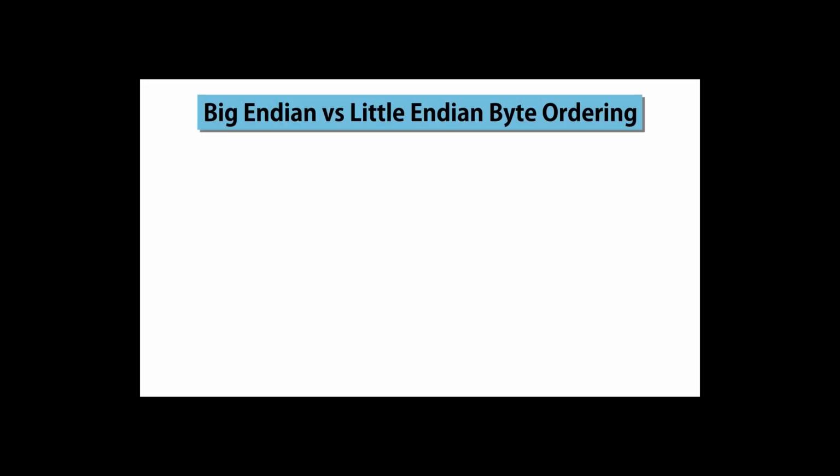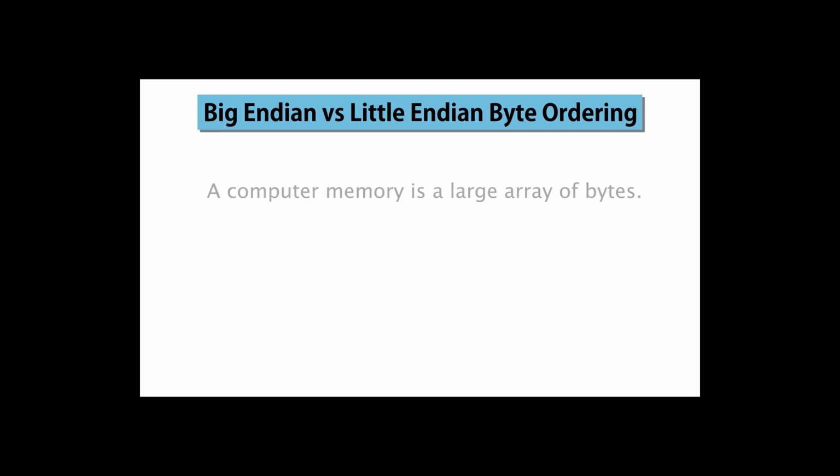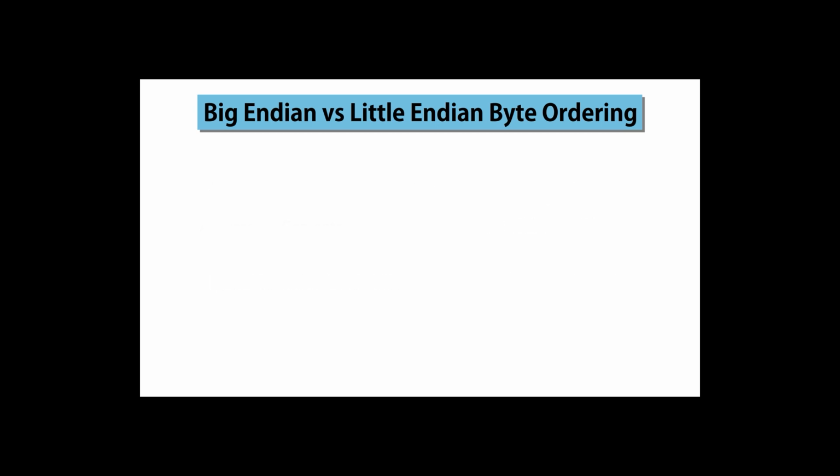In this video, we're going to introduce some ways in which multi-byte quantities are stored in memory. This is called byte ordering, and there are two different standard byte orders called Little Endian and Big Endian. First of all, recall that a computer memory is just a large array of bytes, that is, 8-bit quantities. Indices into this array are typically called addresses and run from 0 to some large positive number.